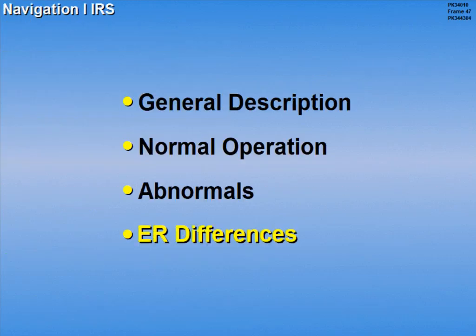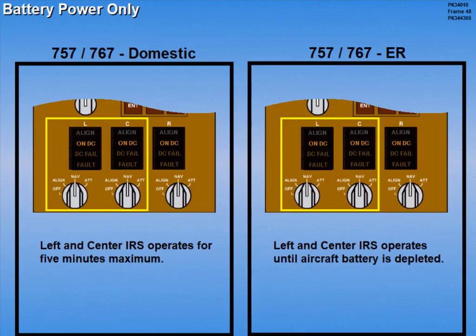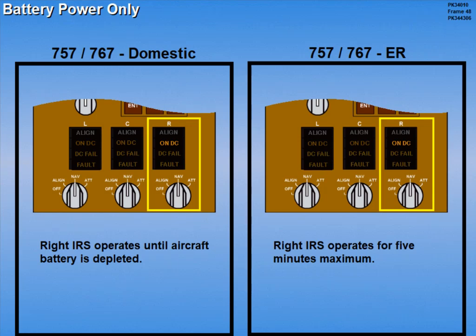Now let's look at ER differences. When operating on battery power only, the 757 and 767 ER aircraft will operate the left and center IRS units until battery depletion. The right IRS will be powered for only 5 minutes and then shut down.